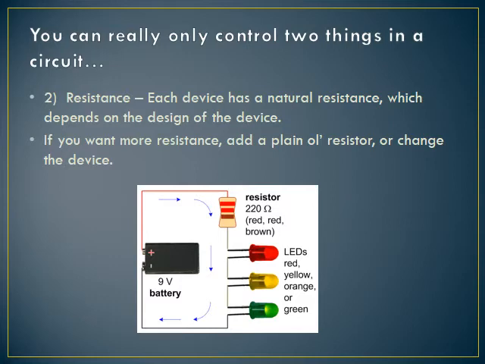So in the circuit below, we have a 9-volt battery, and we have 3 LED lights along this circuit, which are like a type of resistor. And then you've got a plain old resistor up above in the top here. So if we want to add more resistance to a circuit, we can add additional resistors along the path that those electrons are flowing.